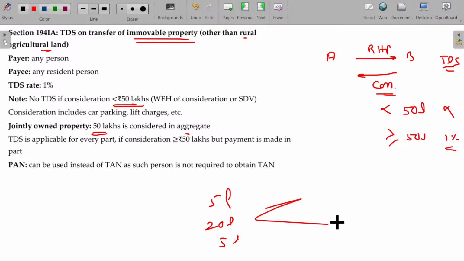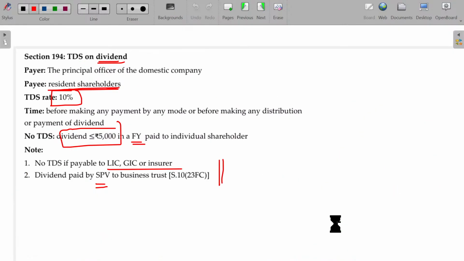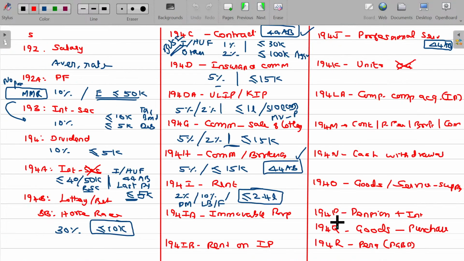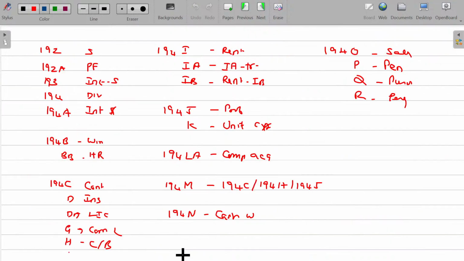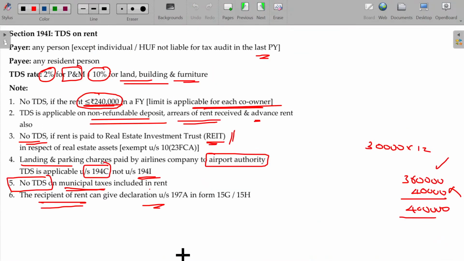Why? This is nothing but intimation to the government. There's a huge transaction between the parties. Any of this 1%, anyhow, he will collect it. Is that clear? While paying the tax, he will adjust this. In this case, 1%. And then if the value is less than 50 lakhs, not taxable. Now, rent of immovable property. It's one of the interesting concepts.